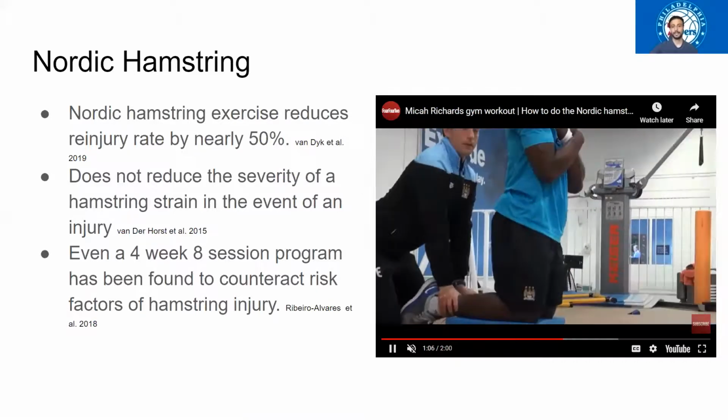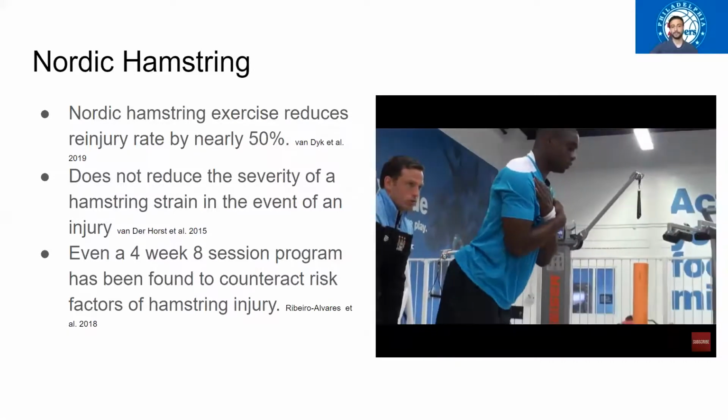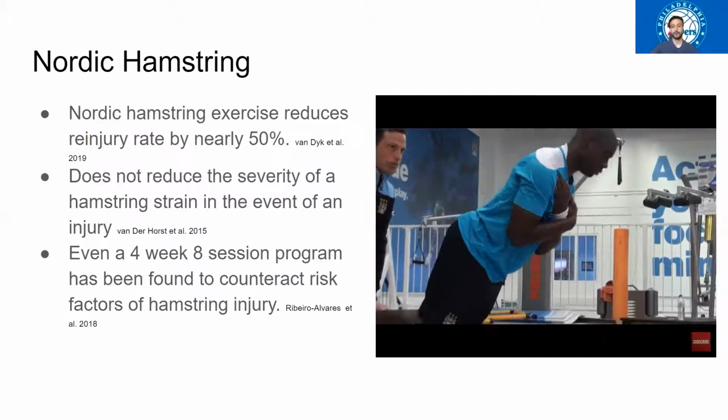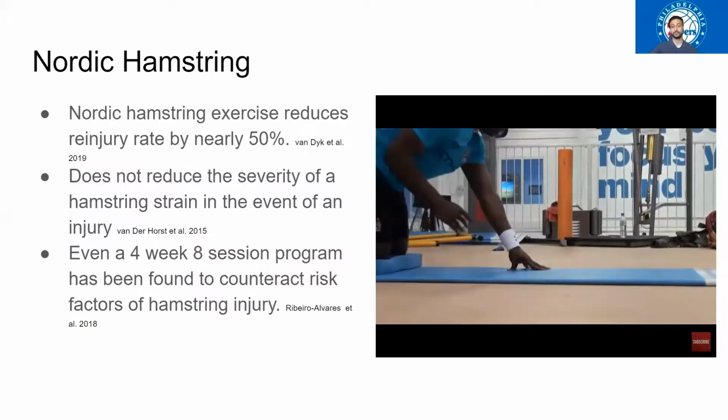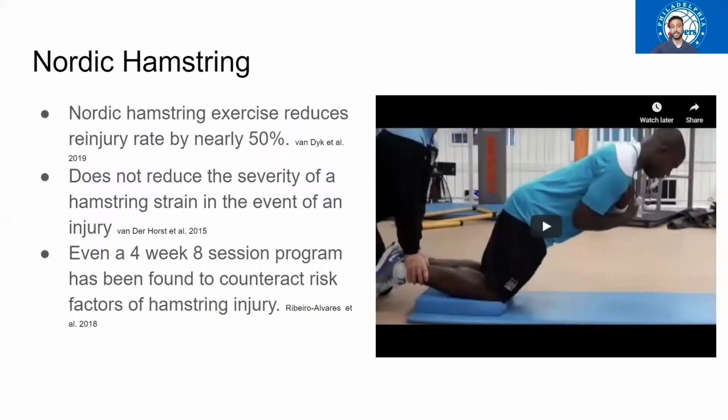I dedicated an entire slide just to Nordic hamstrings because of how important and how good the research was related to this specific exercise. We've all kind of heard of this exercise. There was a big trend on Instagram a little while ago. But doing Nordic hamstrings significantly reduced the rate of re-injury.